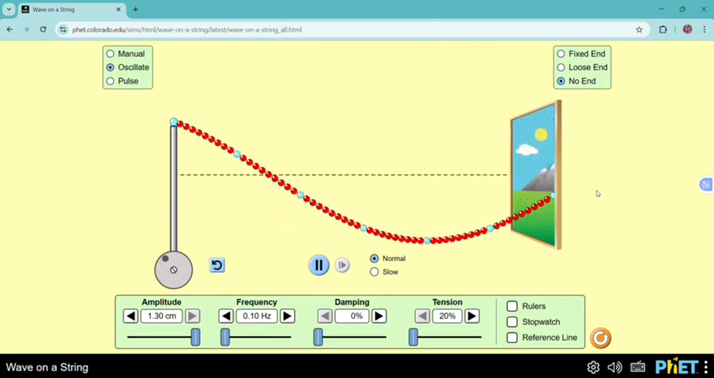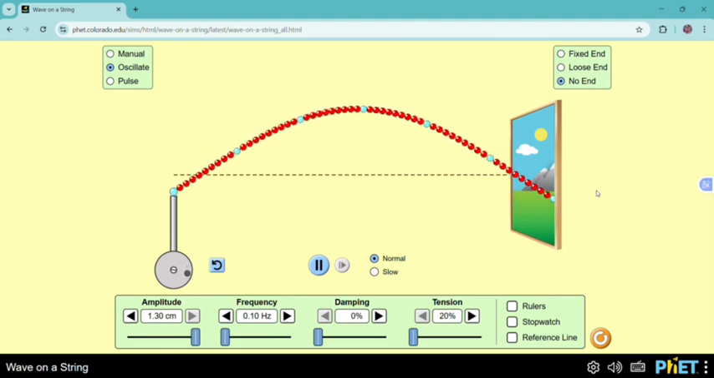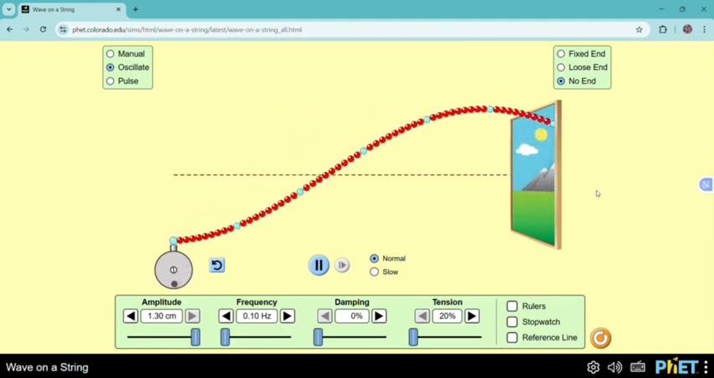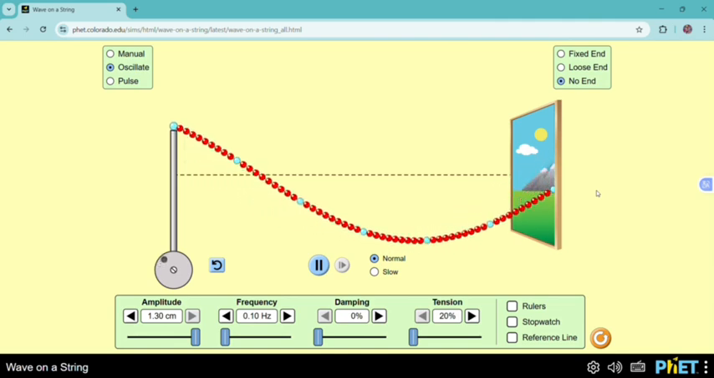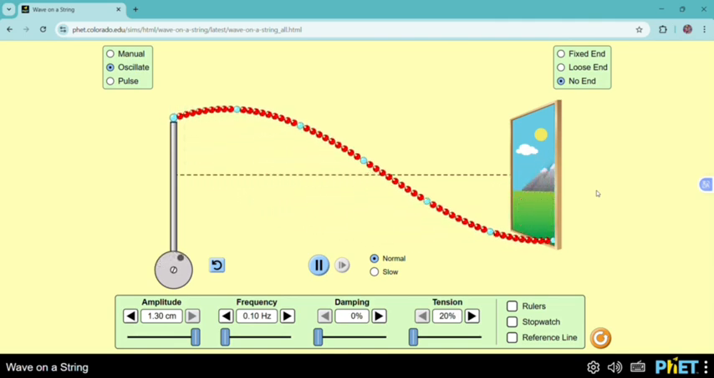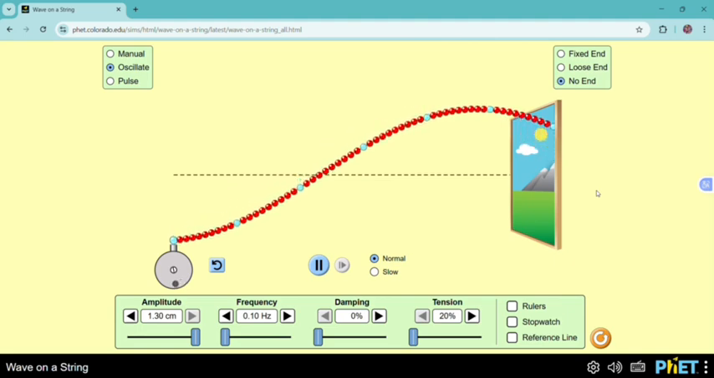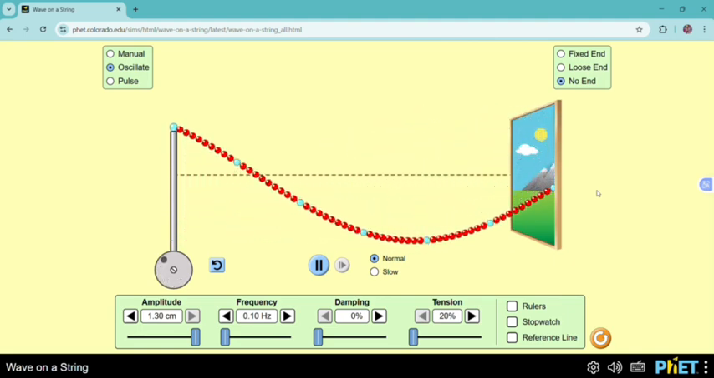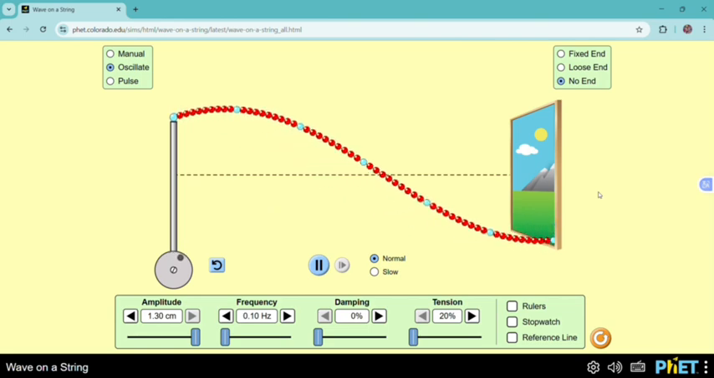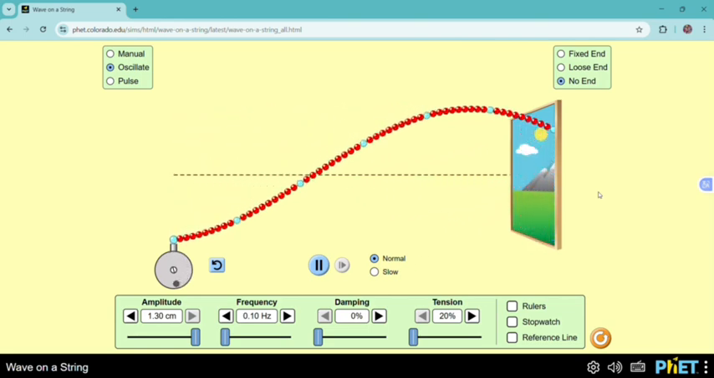With low damping, the wave does not lose much energy, so it continues propagating smoothly without fading quickly. Low tension causes the wave to travel more slowly along the string, making the motion easier to follow visually. As long as the oscillator remains on, new waves are constantly produced, making the wave motion appear indefinite and continuous.